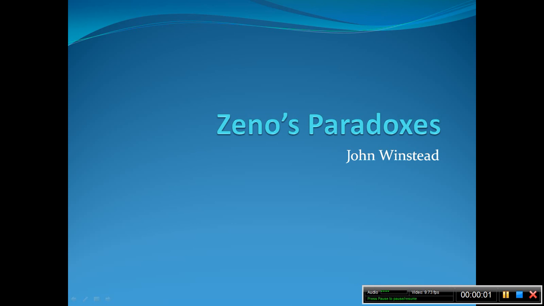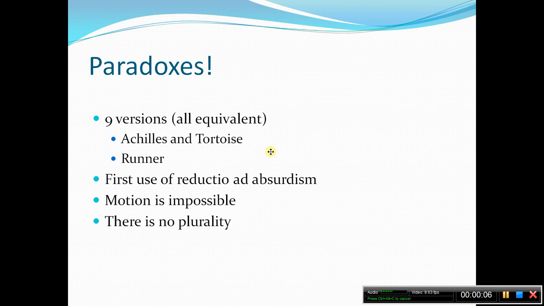Okay, so today we're going to be talking about Zeno's paradoxes. Now, I said the word paradoxes because if you've heard the term Zeno's paradox, often it's talked about as though there's only one. But in actuality, there's 9 surviving versions, probably more.